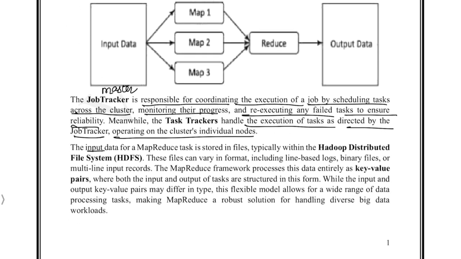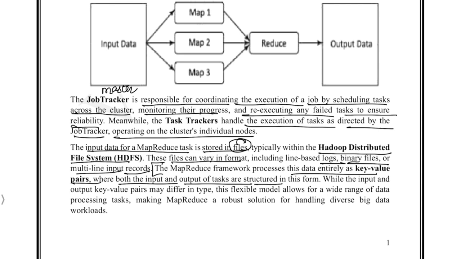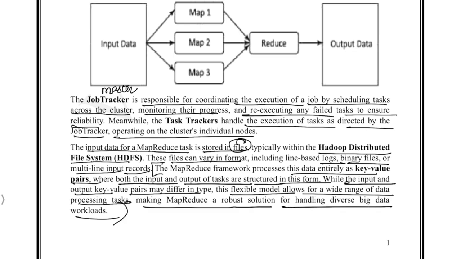Now the input data for a MapReduce task is mainly stored in files, typically within the Hadoop HDFS file system. The files can vary in format, including logs, binary files and multi-line input records. The MapReduce framework processes the entire document as key value pairs, where both the input and output of the task are structured in this form. Once you are mapping it, you are generating intermediate stages, and those intermediate stages go to the reduce part. The input key value pairs may differ in type, and this flexible data model allows a wide range of data processing tasks, making MapReduce a robust solution for handling big data workloads.